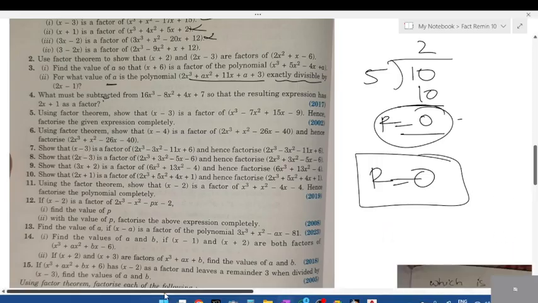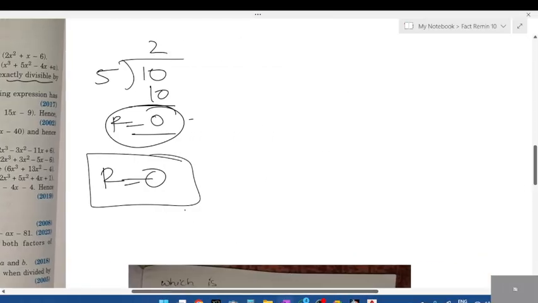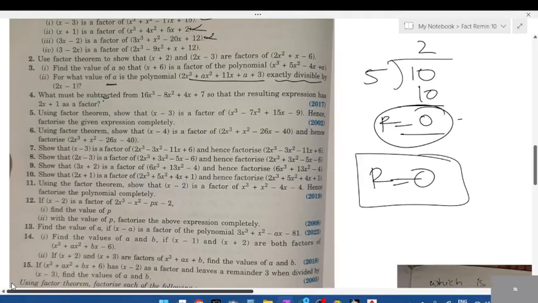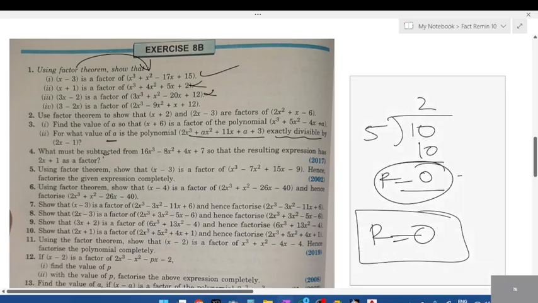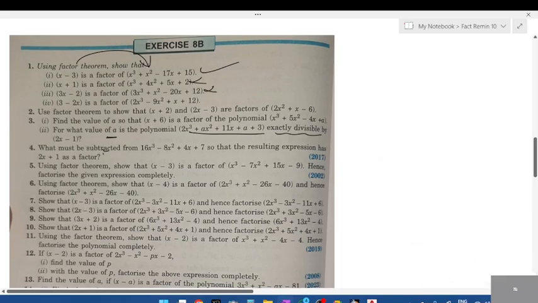How many times to teach? If the remainder is 0, not even using your common sense, we are solving 8b and it is given factor theorem. Still, you're telling me remainder theorem. Remainder theorem is done, Mariana. The remainder theorem is done. That's the reason I told a few students they don't even think about what we are solving.